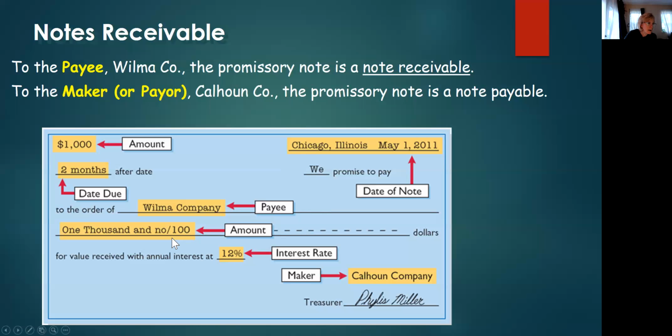So here's the dollar amount of the note again, $1,000. Here's the interest rate, super high interest rate. Although with inflation right now, our inflation rates are starting to creep up toward that.